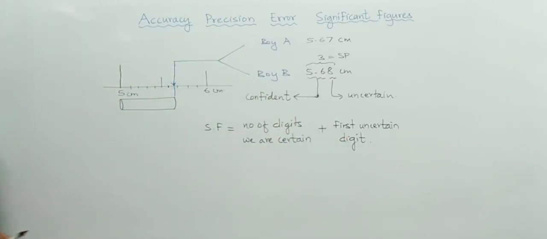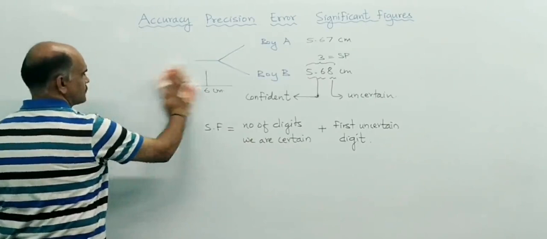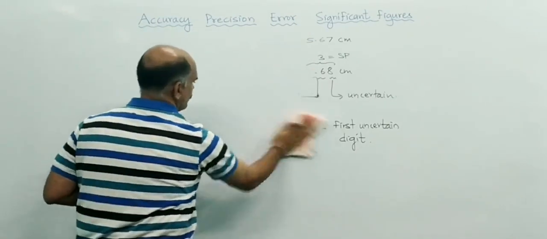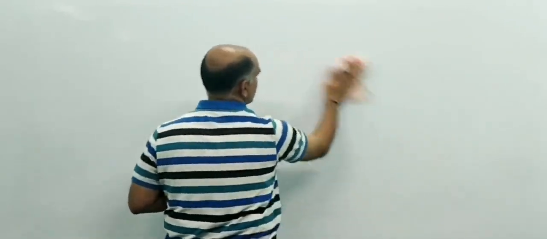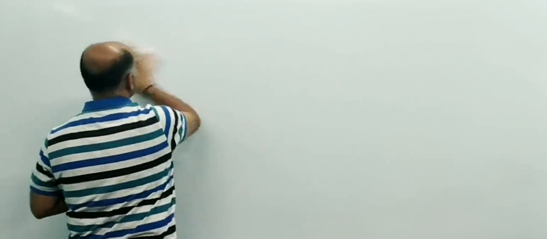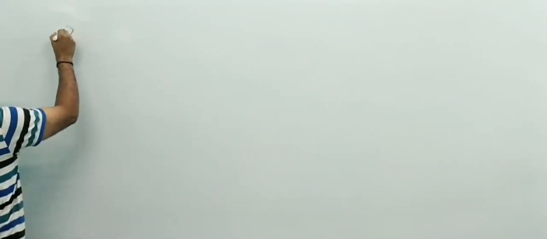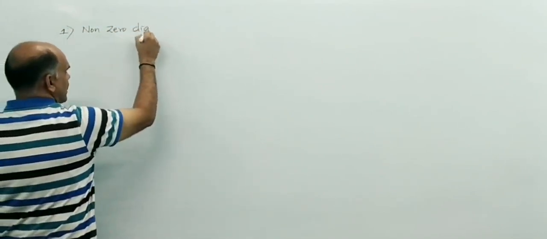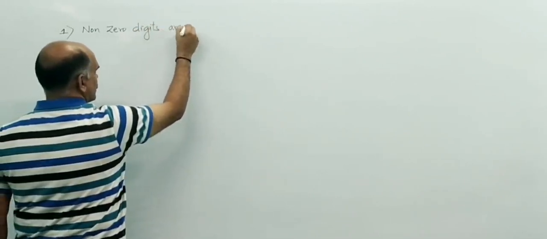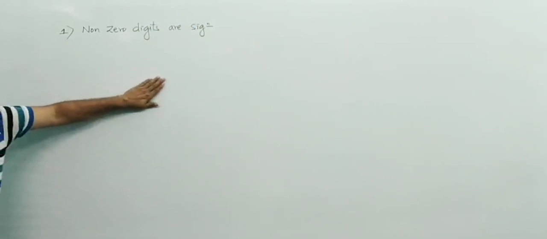There are around 6 rules which we are required to know. So we will see the rules. First one: if there is a non-zero number, then all digits are significant. So the first rule says all non-zero digits are significant.